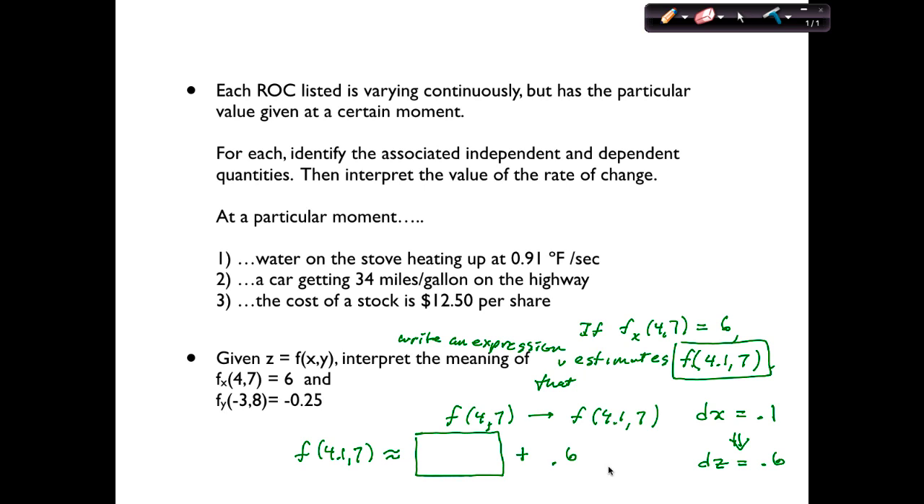So Lucas, what's the old value of z? f of (4, 7). Right, so it's going to be the old value of z, f(4, 7), plus dz, exactly. That should make sense. This is the starting value of z. We've made a change of x of 0.1. From the rate, we got a change of z of 0.6, 6 times 0.1. So you add that change in z to the starting z, f of (4, 7). And that's your estimate for f of (4.1, 7).